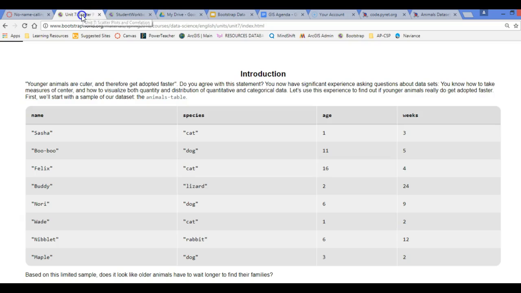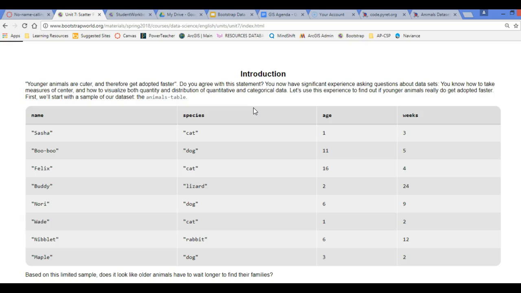So now that we have read through the first page of Unit 7, I want you to open up and make sure you're back in the Bootstrap website. And we're going to take a look at some data and see if we can make some predictions. So the statement here states: younger animals are cuter and therefore get adopted faster. Do you agree with the statement?